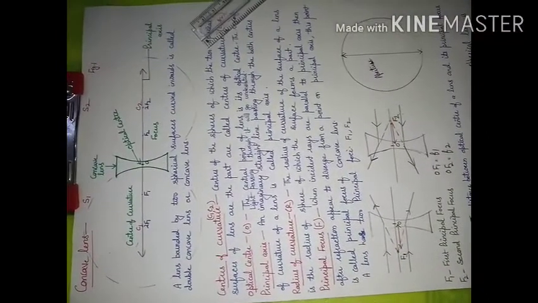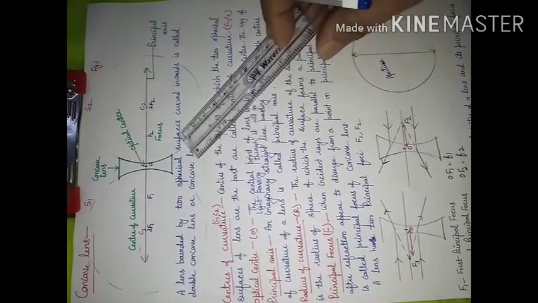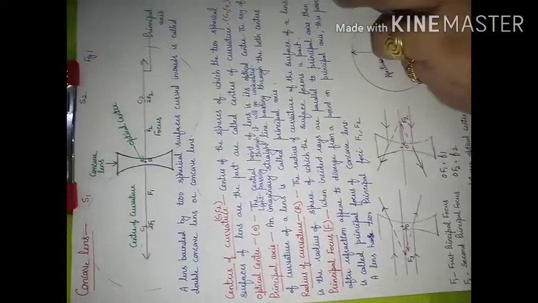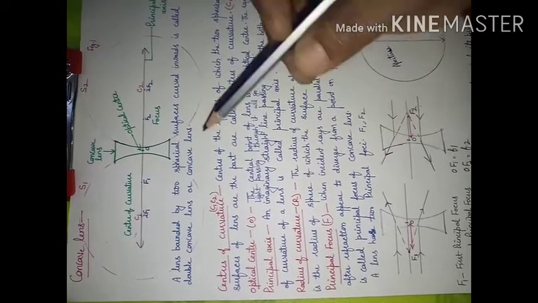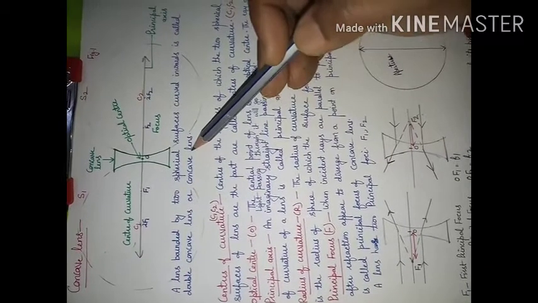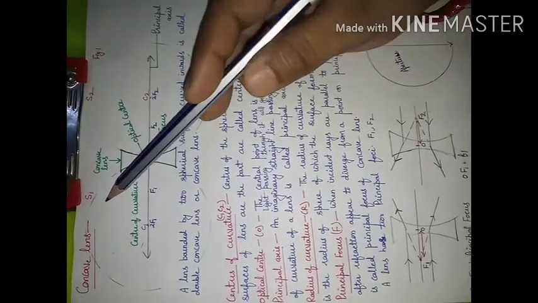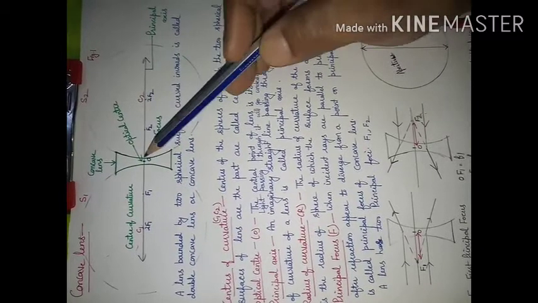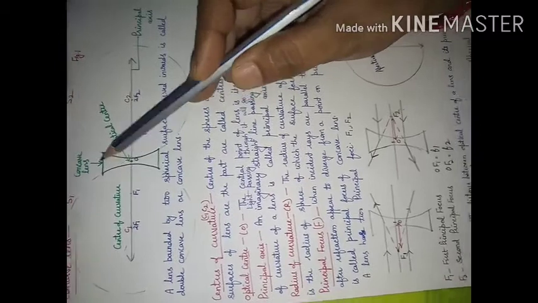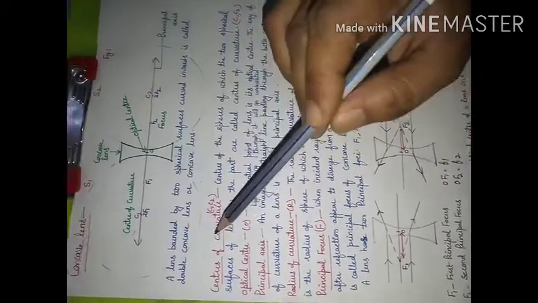Today we will consider one more lens, the concave lens. A lens that has two spherical surfaces, both curved inward, is known as a double concave lens or concave lens. The shape of a concave lens is like this, thinner at the center and thicker at the edges. This type of lens will be known as a concave lens.